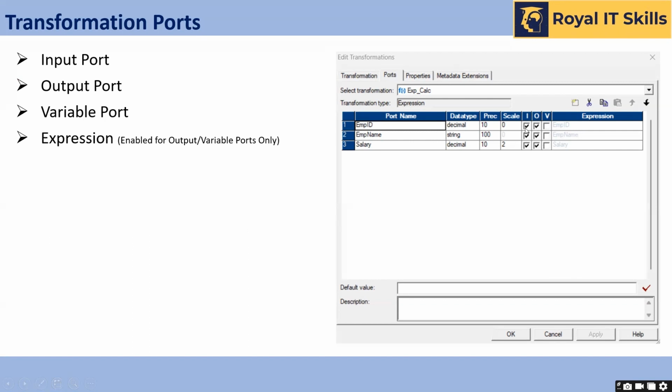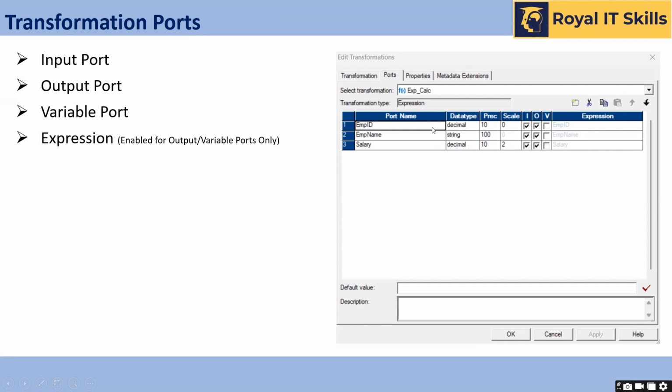We can give in and out at a time, because that is coming in and going to the output as is, without any changes. If you select a variable, this in and out will go. It should be only variable. It cannot be variable and input.